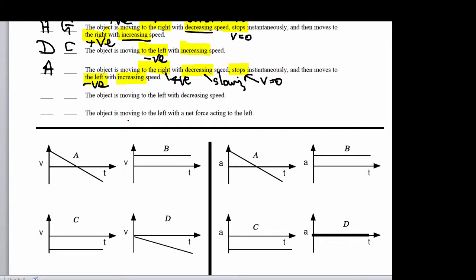Ali, can you tell me what does the acceleration graph look like for A? It would be C, because the slope of the velocity time graph is negative. It's like a constant negative number. Yeah, exactly. That's exactly right. It's C, because it's a straight line, it's constant, but it's a negative slope. So the answer is going to be C. All right. Next one. The object's moving to the left, decreasing speed.